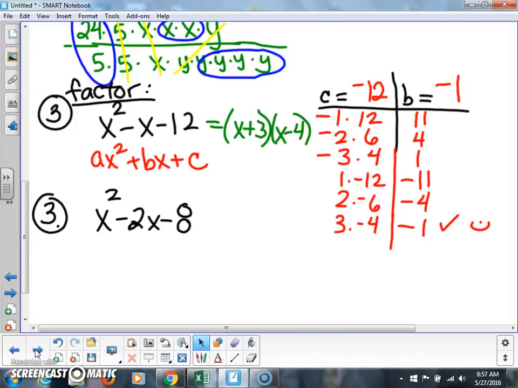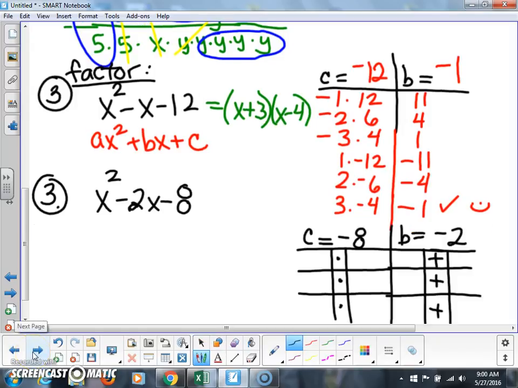So number 3, the second part is to factor x squared minus 2x minus 8. Okay? If you're trying to find C, you already know that this is A, B, and C. You're trying to find the numbers that you can multiply together to get C, but that add up to B. So for example, you always start with 1. 1 times what gives you negative 8?